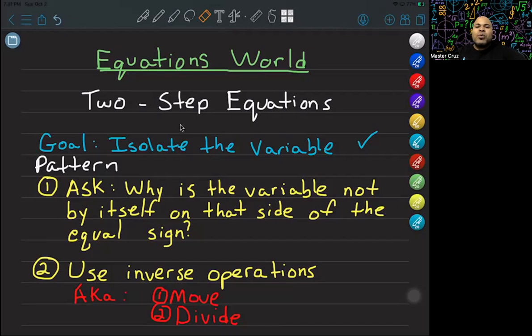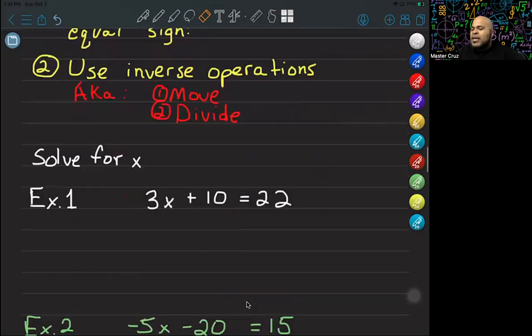So two-step equations, the goal here is to isolate the variable. And if you understand the pattern, you could do any problem no matter what the numbers are. So here's the pattern. You gotta ask yourself, why is the variable not by itself on that side of the equal sign? And then you use the inverse operation. That's it. When we use inverse operations for two-step equations, we just move, divide, move, divide. So how does that look like?